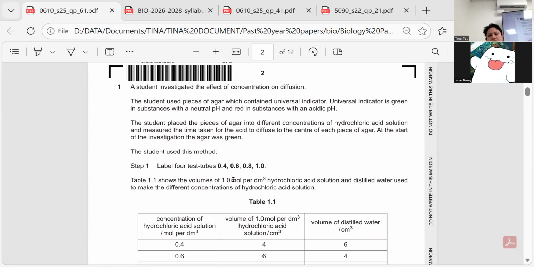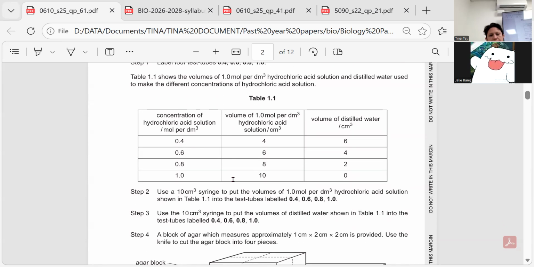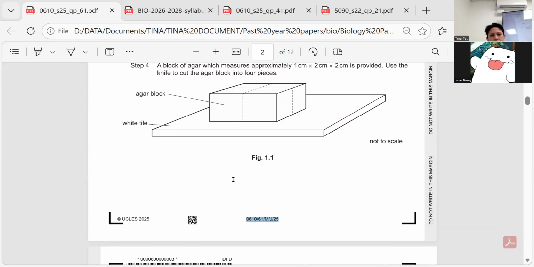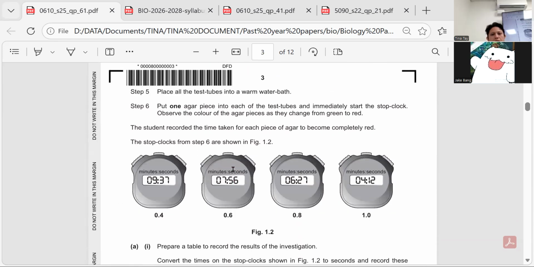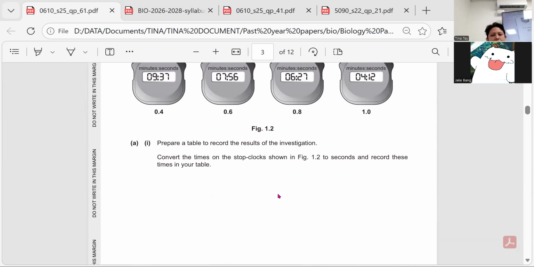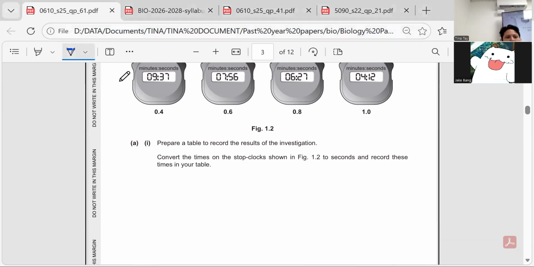Measure the time taken for the acid to diffuse. Okay. So you place an agar, prepare a table to record the results. Table must be drawn with pencil. Must be drawn with ruler. Must have unit.